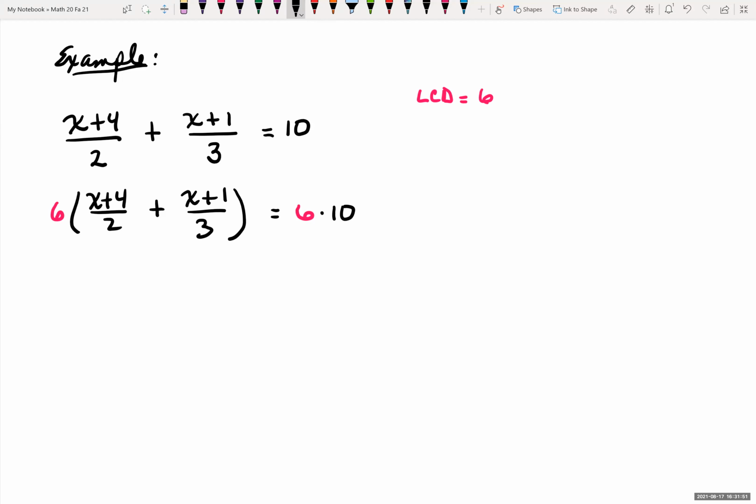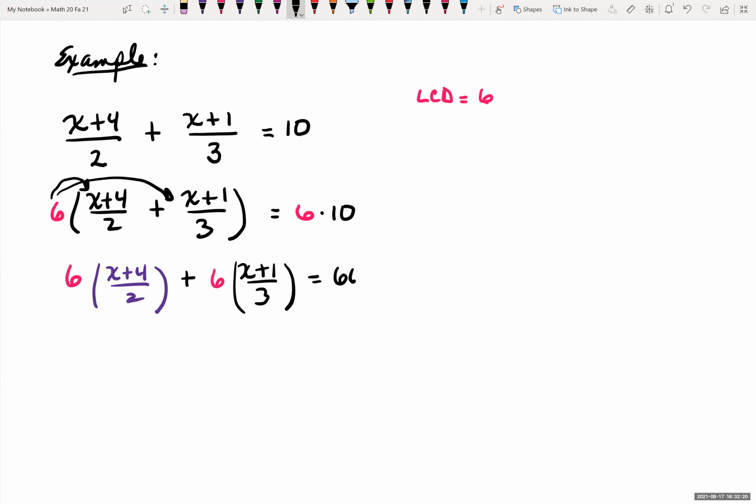And so technically we need to distribute the 6 to each term. A lot of times I won't write that step out, but when I'm first starting to show problems, I do like to write more things. So I have 6 times that quantity, x plus 4, all over 2. Then I have that plus 6 times that quantity, x plus 1, all over 3, equals, well, 6 times 10, I can simplify that, is 60. Notice that because this is multiplication in between this 6 and that fraction, we can simplify. 2 goes into 6 3 times, and 3 goes into 6 2 times.